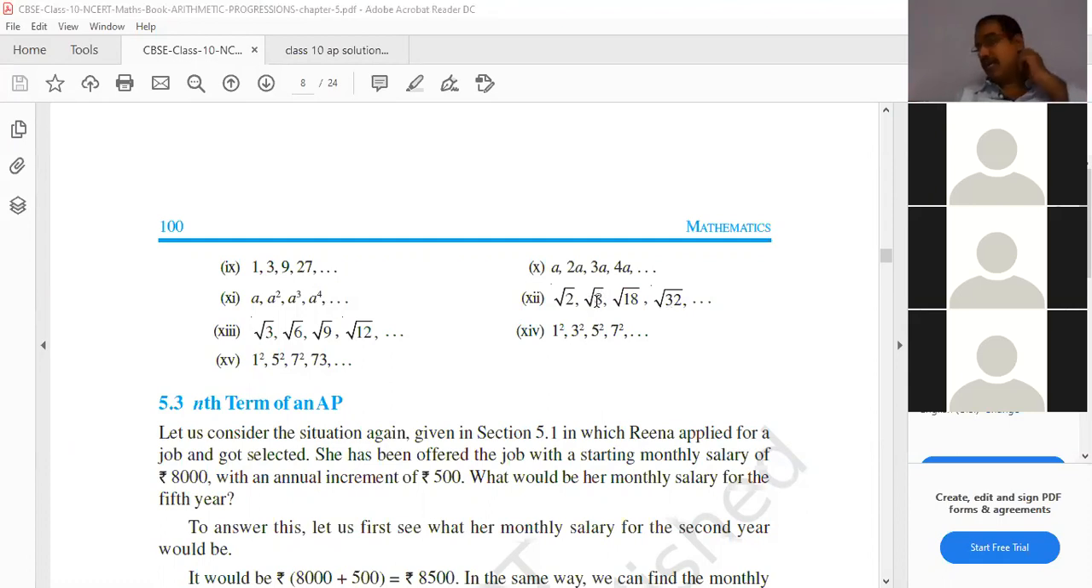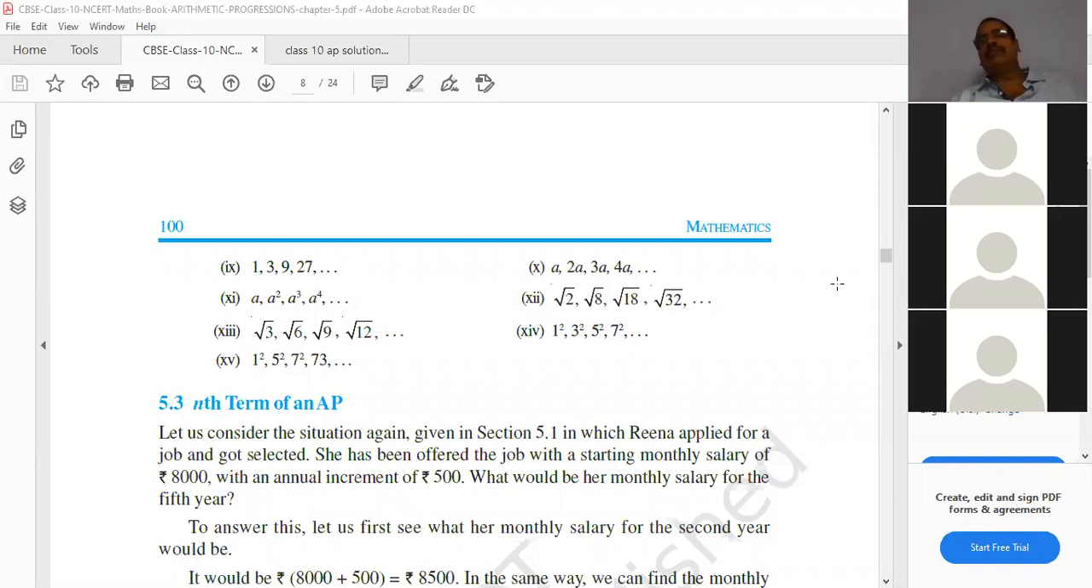Root 8, how do you get 2 root 2? Meghna, you know? I have to explain this also. Root 8 means 4 into 2. 4 twos are 8, root 4 means 2, so 2 root 2. Root 18 means 9 into 2, root 9 means 3, so 3 root 2. Root 32 means 16 twos are 32, root 16 means 4, so 4 root 2. So now we can change the series this way: root 2, 2 root 2, 3 root 2, 4 root 2. So the common difference is root 2, and the series is in AP.